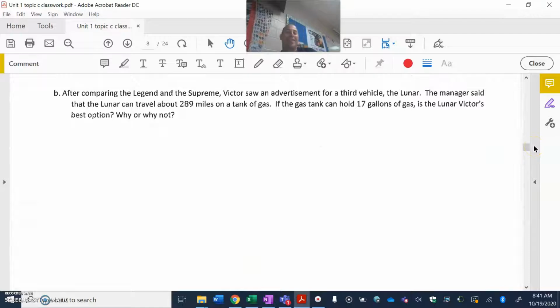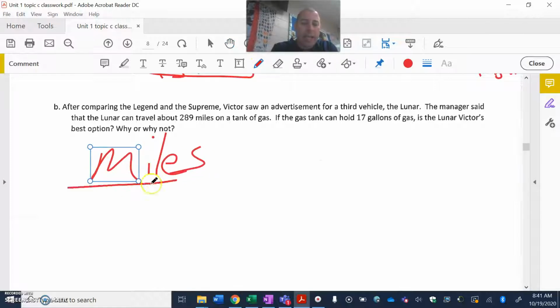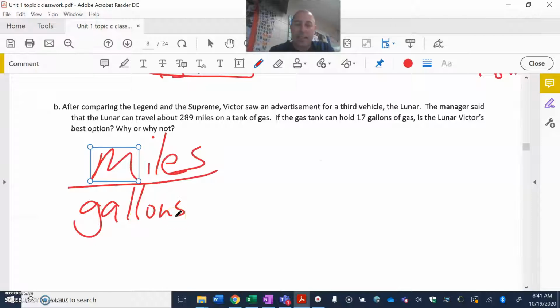So after comparing the legend and the screen, Victor saw an advertisement for a third vehicle, the Lunar. The manager said it can travel 289 miles on 17 gallons of gas. Is the Lunar Victor's best option? Why or why not? As we saw from all the previous problems, we always have our miles on top of our gallons. Again, that's for consistency.